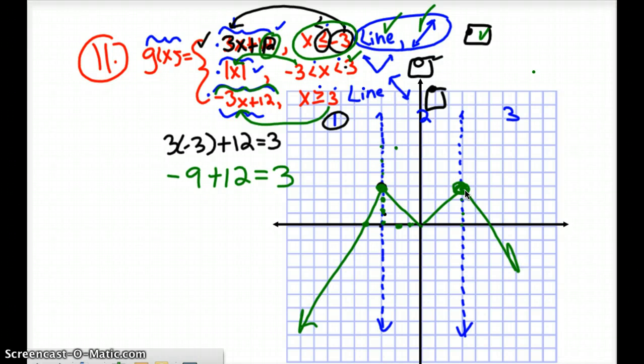So at 3, 3, I go there, and I get to fill it in now because I get to live on the fence. So that's it. I'm done. This would be called continuous because when I sketch each graph, I never have to lift my pencil.